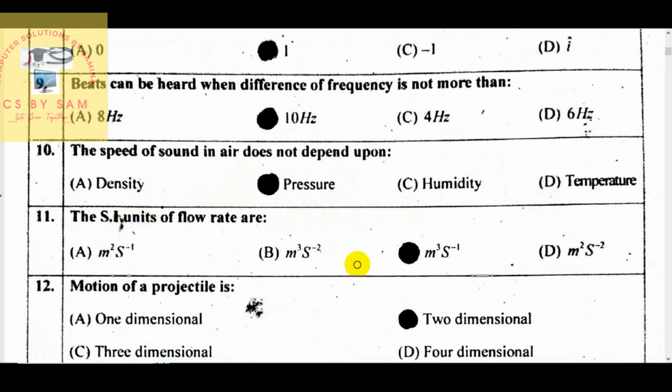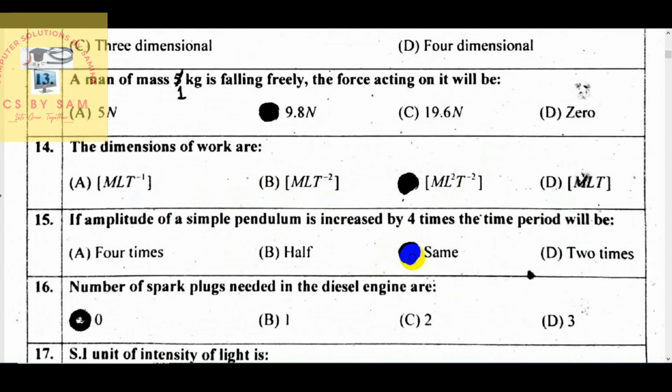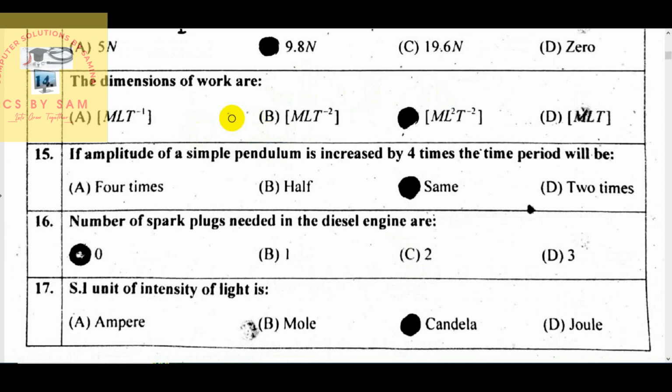The SI unit of the flow rate is meter cube per second. Motion of the projectile is two-dimensional. A man of mass 1 kg is falling freely. The force acting on it will be 9.8 Newton. The dimension of the work is ML2T-2. If amplitude of the simple pendulum is increased by 4 times, the time period will be the same. Number of the spark plugs needed in the diesel engine is 0.